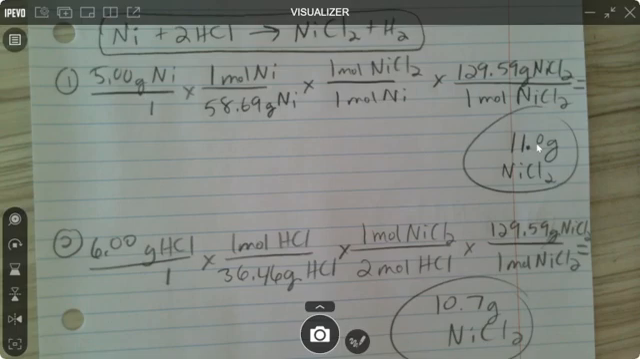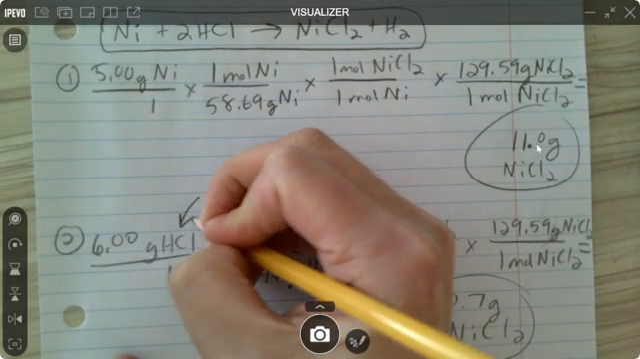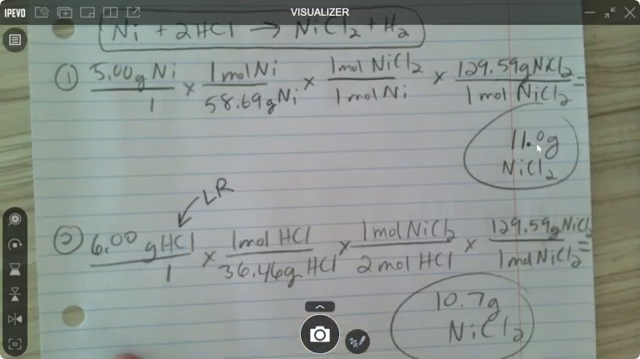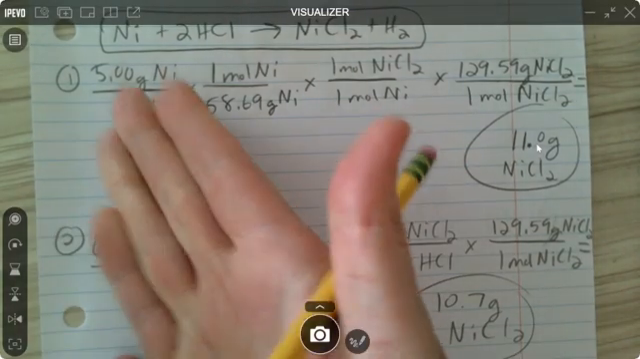My classes mostly got it right, which I was very impressed. So think about, is the limiting reactant nickel or HCl? All right, raise your hand if you think it's nickel. Raise your hand if you think it's HCl. Yes, it's HCl. Write LR there. Were y'all thinking it was nickel because there's less nickel?